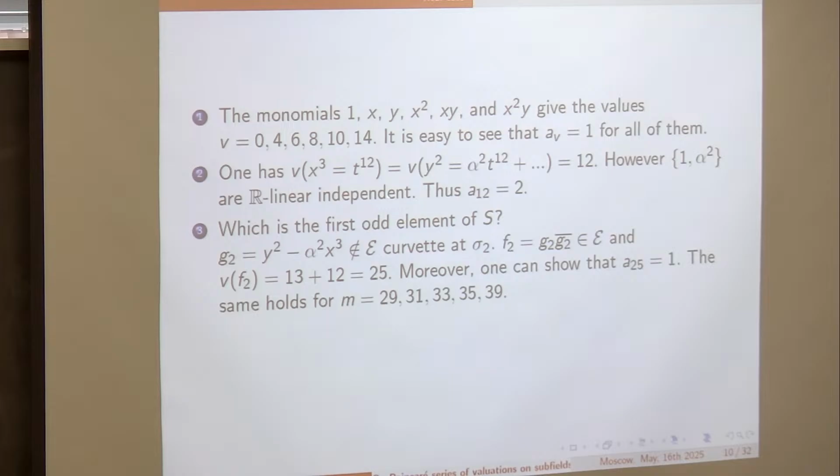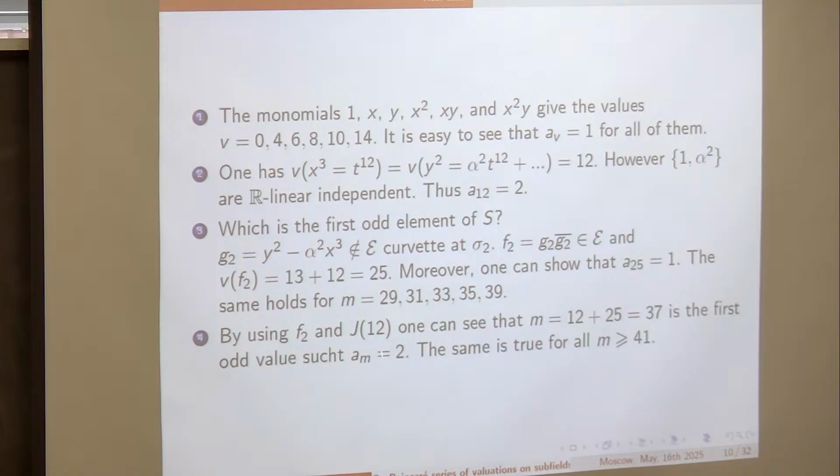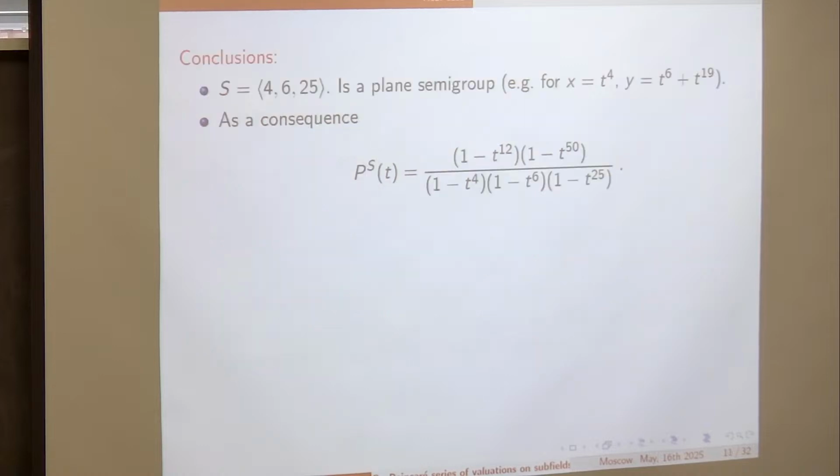Of course, with this, you can compute that you have 29, 31, etc. All of them with dimension 1. That means they are real spaces of dimension 1. Okay, so using 12 here and these elements, one can see that the first element which is odd and has dimension 2 is 37. And more or less this is the end of the computation. This is always true for any element bigger or equal than 41. So up to 41 the semigroup is trivial.